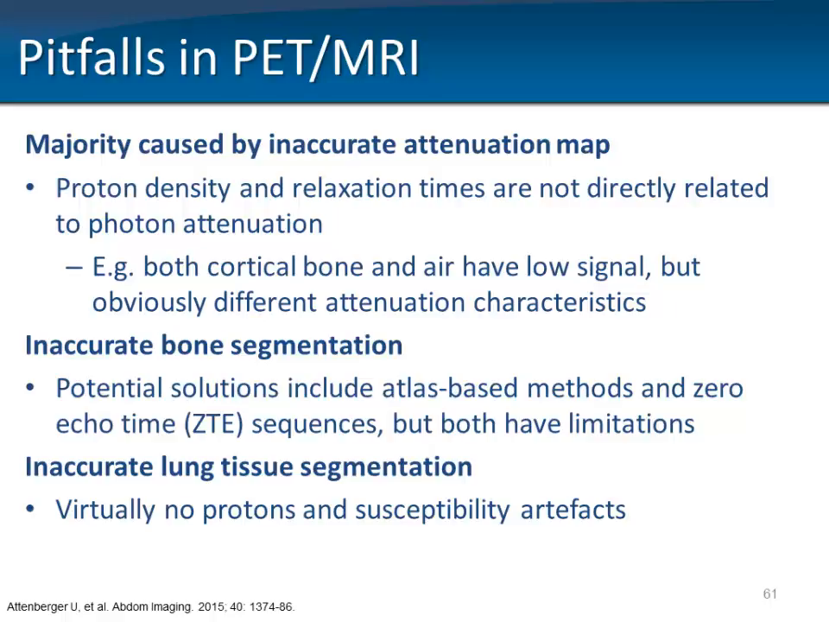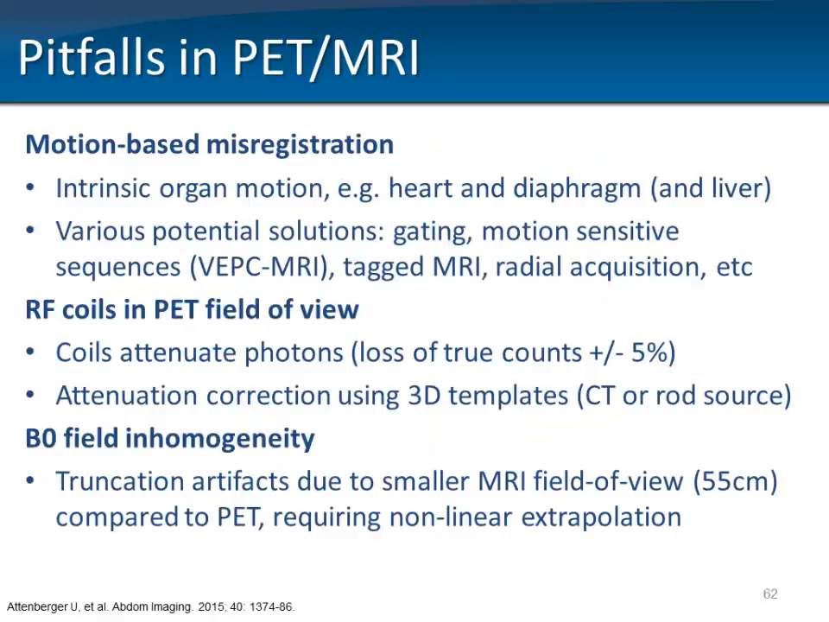For the lung, we have the same problem because there are virtually no protons in air, which then cause susceptibility artifacts. So even though the technique really is simultaneous in acquisition, misregistration can still occur, and that is intrinsic to organ motion, for example, in the heart and diaphragm and the liver. And MR can contribute some very unique solutions to that because we have motion-sensitive sequences. We can also do tagged MRI, radial acquisition, and so on.